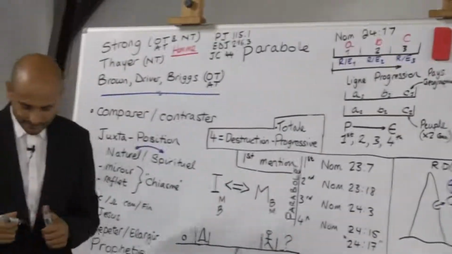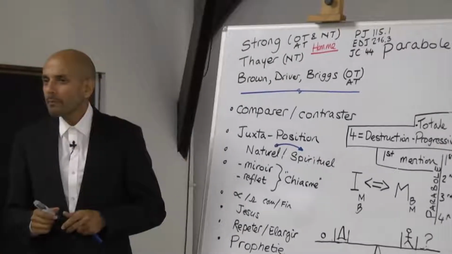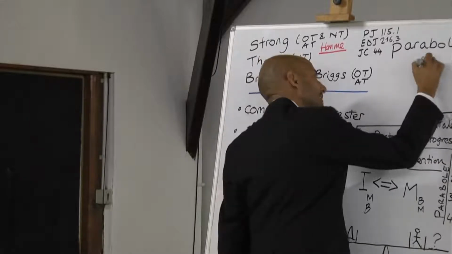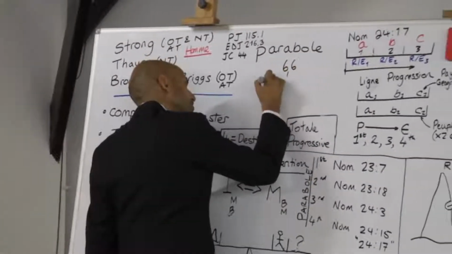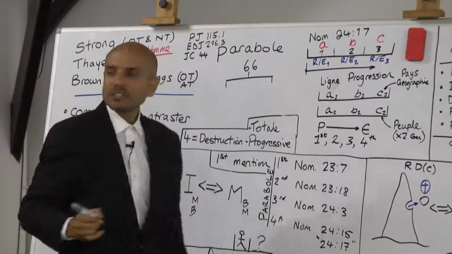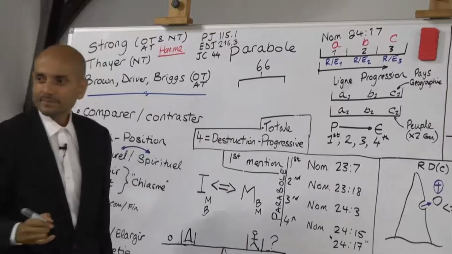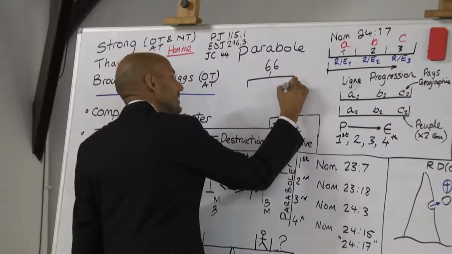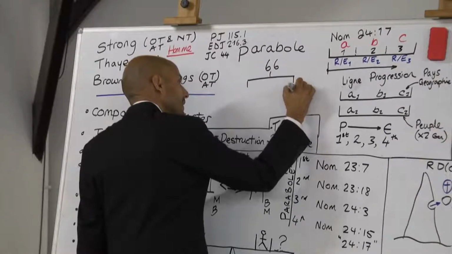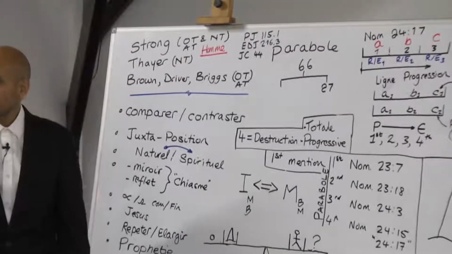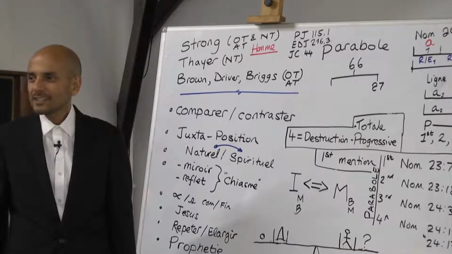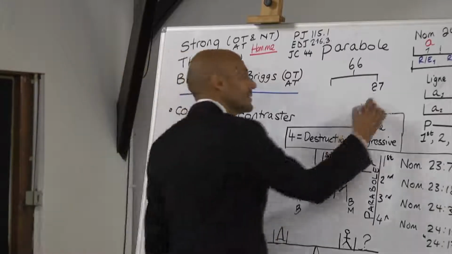Little quiz. How many books in the Bible? 66. Divided into the Old and New Testament. How many books in the New Testament? 27. What is the last book in the New Testament? The book of Revelation.